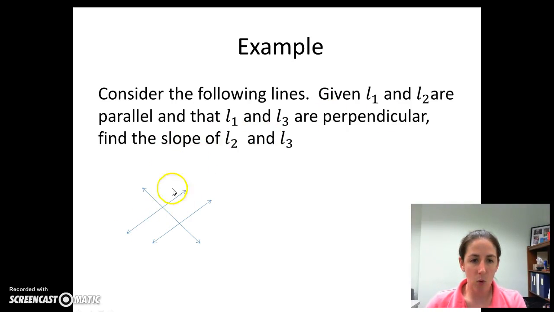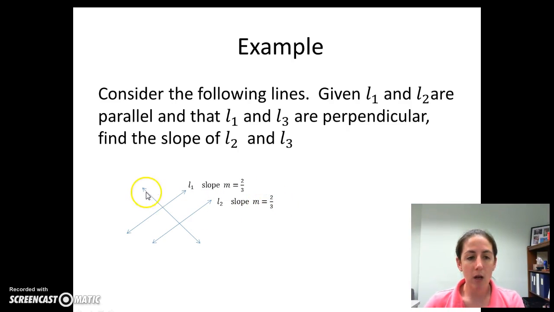So for example, consider these following lines. Let's say we have line 1, L1, and line 2, L2, and we know they're parallel, and this line 3 and line 1 are perpendicular. So if we knew that the slope of line 1 was 2/3, what could you say about the slope of line 2? They're parallel, so it's the same, 2/3. What about this perpendicular line? Perpendicular lines have opposite reciprocal slopes. The opposite of 2/3 would be negative, and the reciprocal would be 3/2.